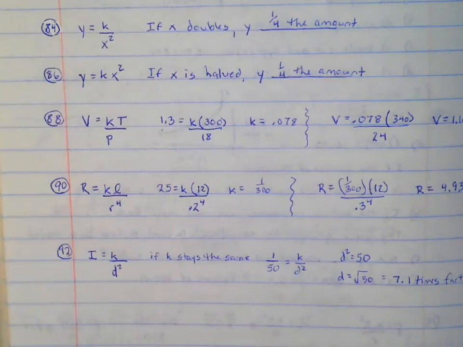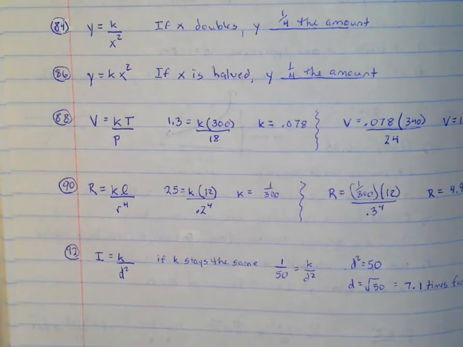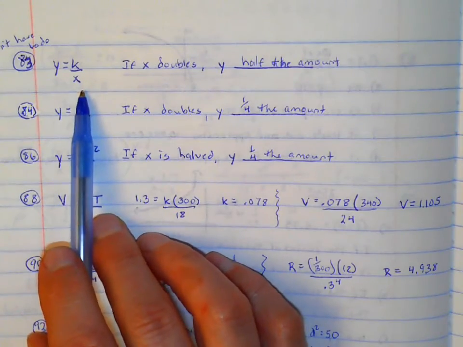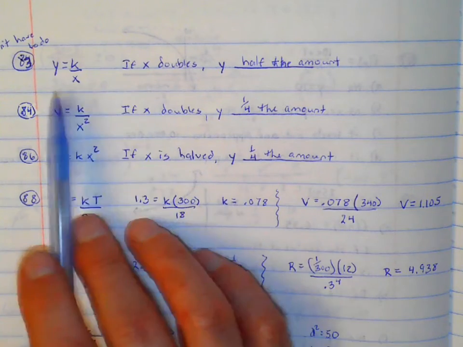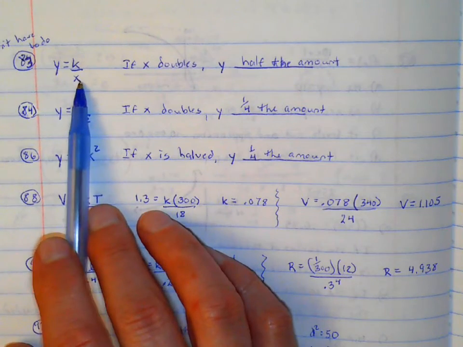You could also put some numbers in there and work them out and see what happens to them. Okay, 84. So I did 83. You didn't have to do 83, but I did it by accident, so I just have it here for you. As x doubles, so if this number doubles, this number is going to get half.